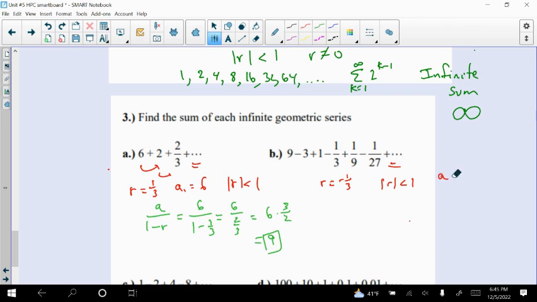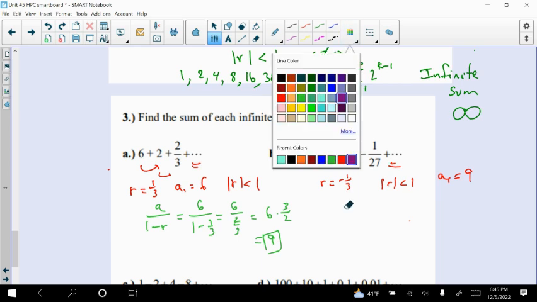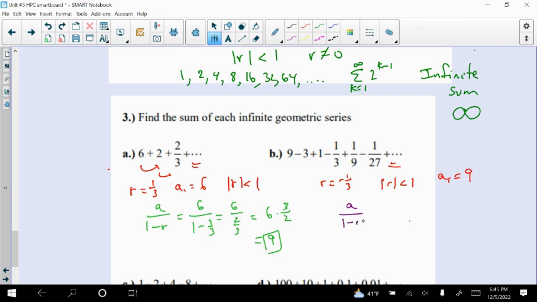And my first term, a sub 1, is equal to 9. So I once again can apply my formula A over 1 minus R, and my starting term A is 9, and then my common ratio, be careful, it's negative 1/3. So I have to subtract that from the bottom. 1 minus a negative 1/3 is 4/3, and then that can flip up to 3/4. So it's 9 times 3/4, which is 27/4. So there's my sum for that.